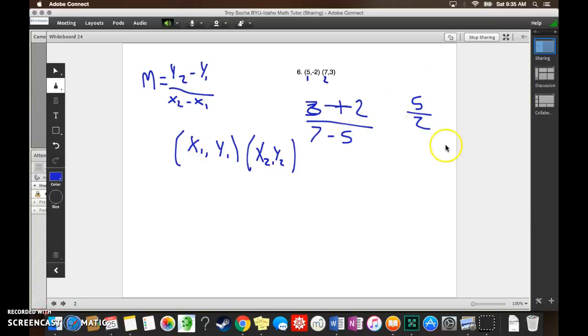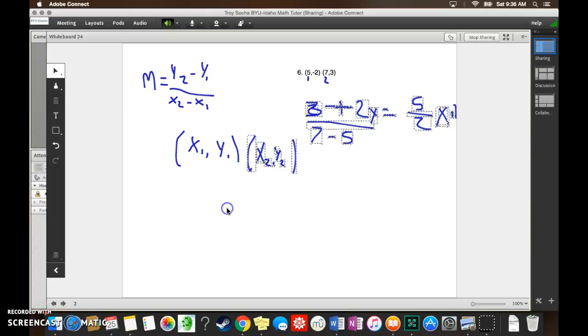That will be what goes next to x in our y equals equation. Then you'll have plus b. But that's how you would determine it. Let's go over another pair of points and discuss how to do this.